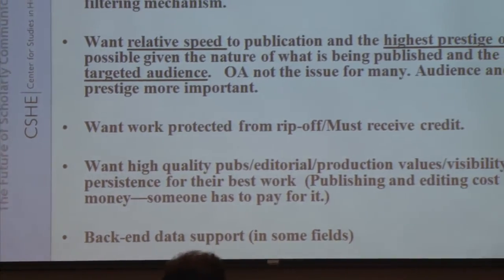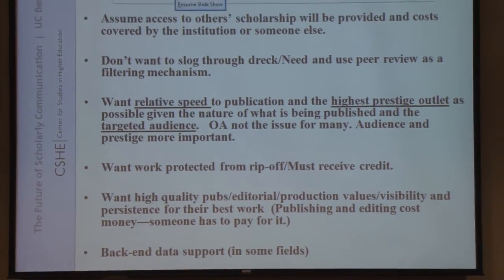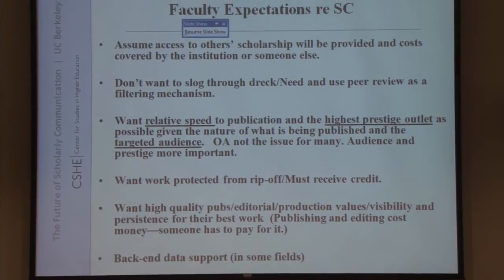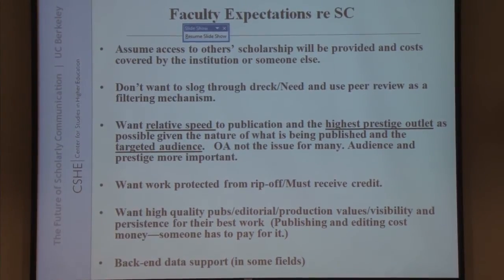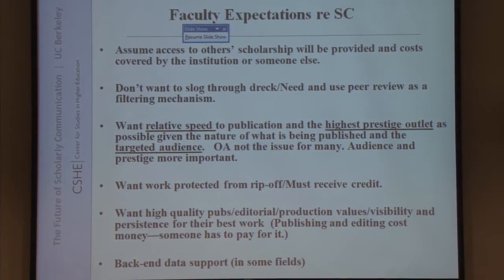They need and use peer review as a filtering mechanism. They want relative speed to publication. This is quite disciplinary specific. And the highest prestige outlet as possible, given the nature of what is being published and the targeted audience for that particular piece of research. Open access is not necessarily an issue for many. Audience and prestige are often more important.